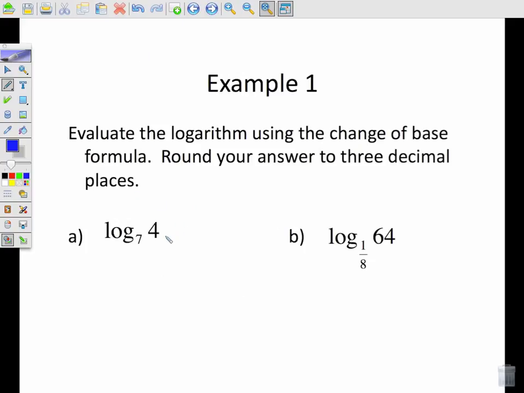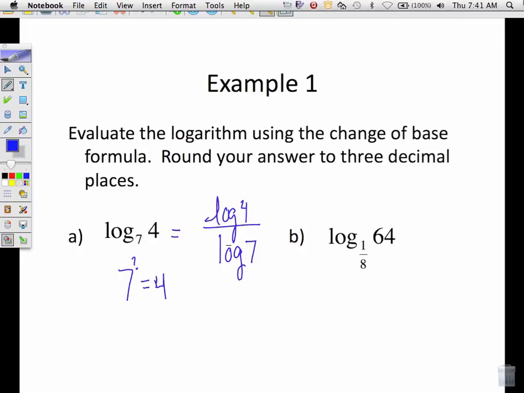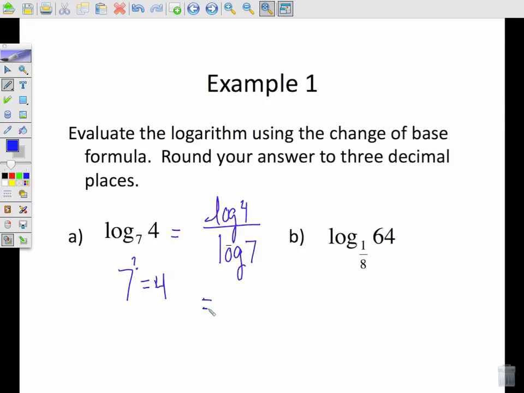We can use this rule to evaluate. So log base 7 of 4, I obviously don't know what that's going to be. 7 to what power is 4? That's not something that I'm able to do on my own or in my head, so we can do log 4 divided by log 7. And you would get your result. This is equal to 0.712.